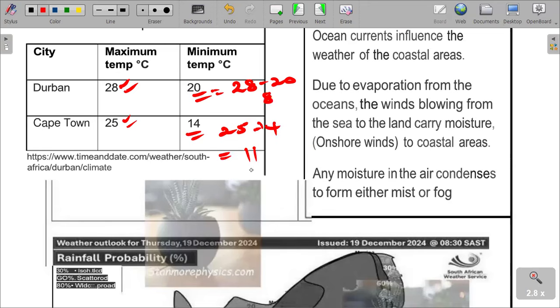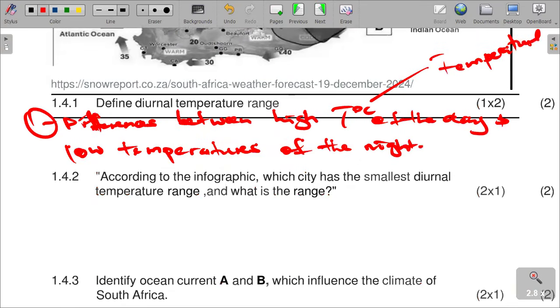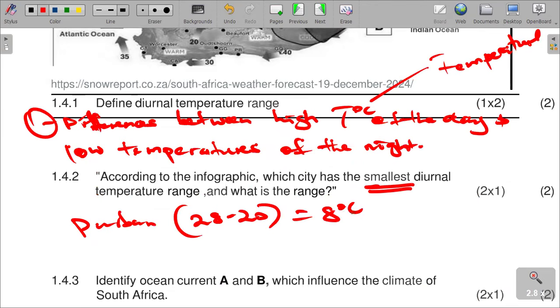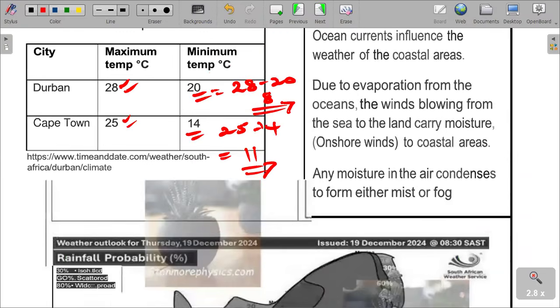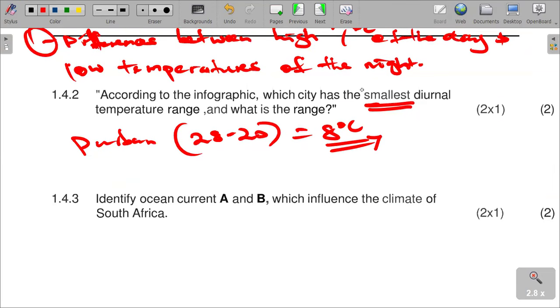So the question is asking which one has the smallest temperature range. We want the smallest. The smallest is Durban. Durban is 28 minus 20, which equals 8 degrees Celsius. The one for Cape Town is 11, which is higher.